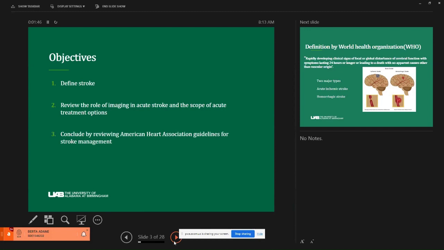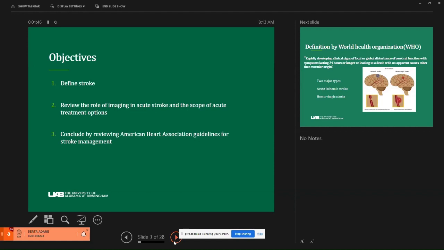The definition of stroke, according to WHO, is rapidly developing clinical signs of focal disturbance or neurological symptoms, which last at least 24 hours or longer, or lead to death within 24 hours. The cause of stroke is strictly defined as a vascular etiology. For example, if someone has a subdural hematoma and presents with weakness, that's not classifiable as a stroke. A stroke has to be due to a vascular disorder.